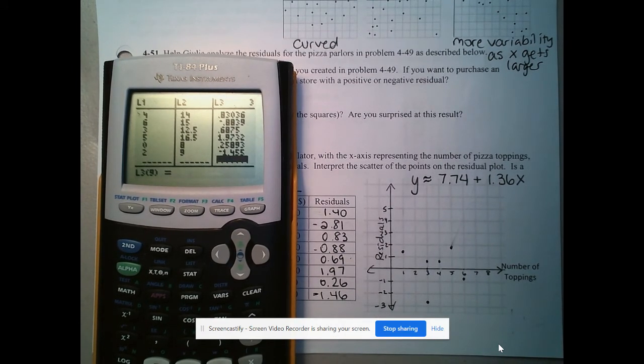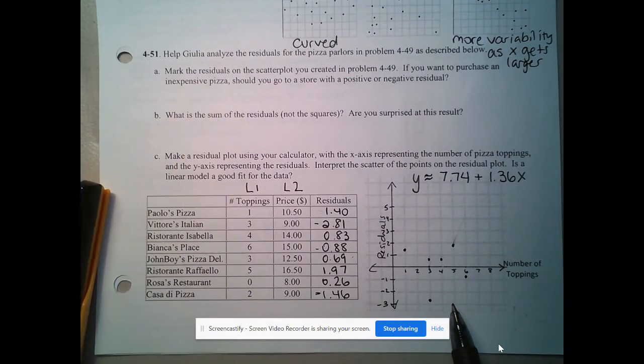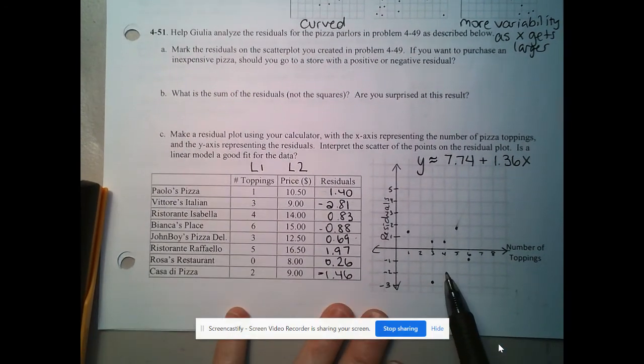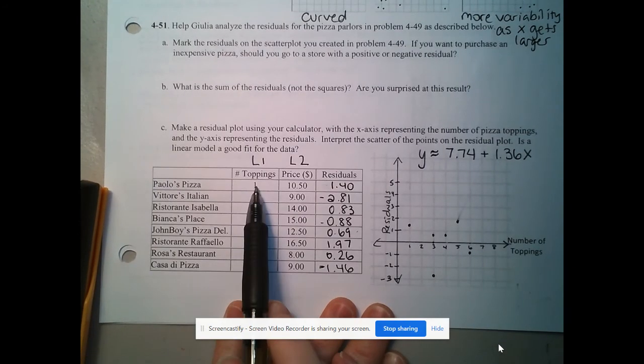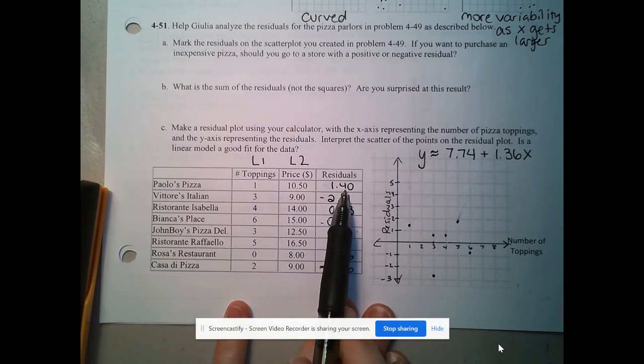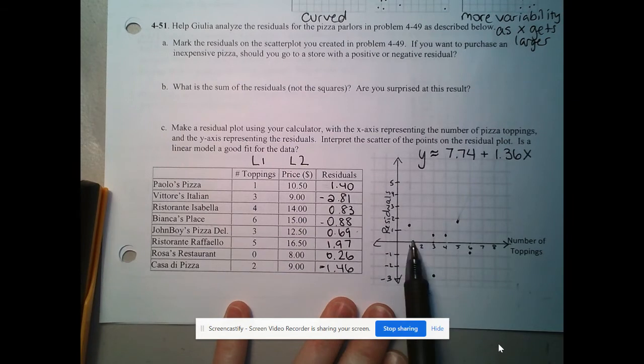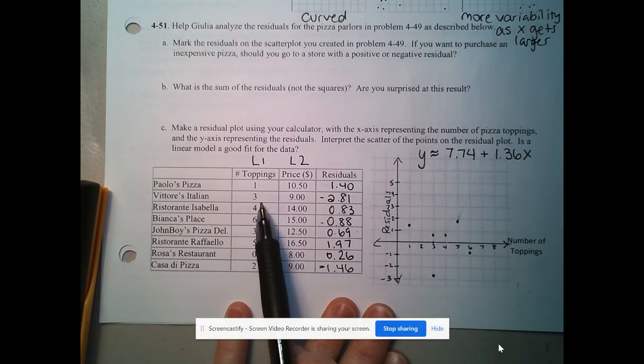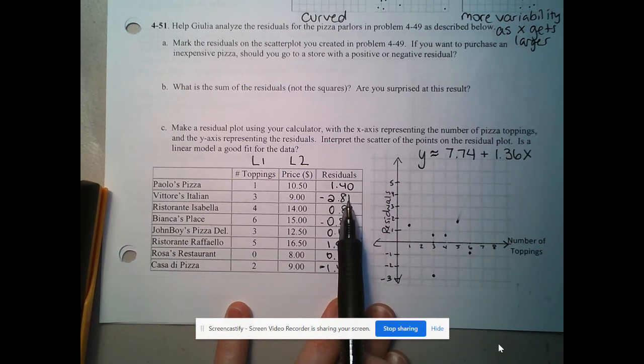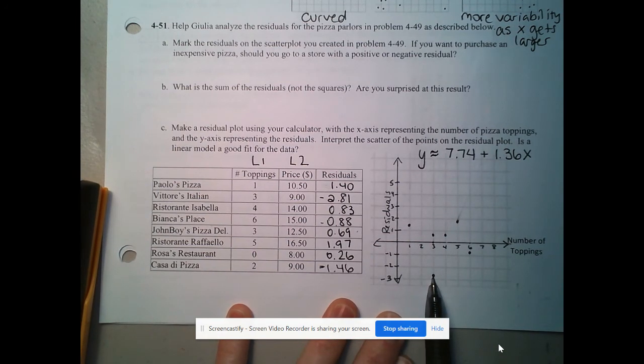Now over here on the right, you'll see that I've started to draw a residual plot. For a 1 topping pizza, it was $1.40 more than our fitted line. So I went over to 1, went up to $1.40 and put a dot because it was $1.40 more than the x-axis, which was number of toppings. And then for 3, I had to go down to 2.81. I went all the way down here to negative $2.81 because that 3 topping pizza at Vittori's was coming in at $2.81 below the predicted value.